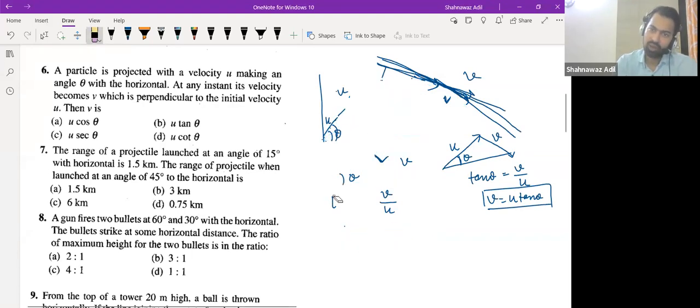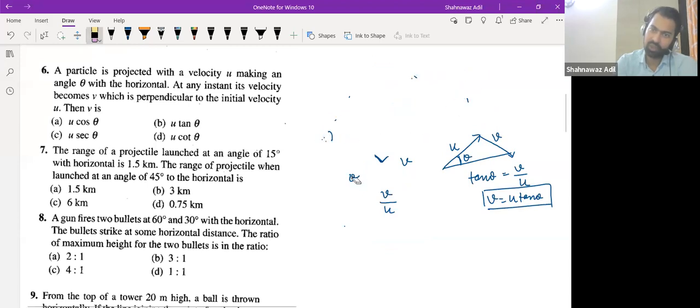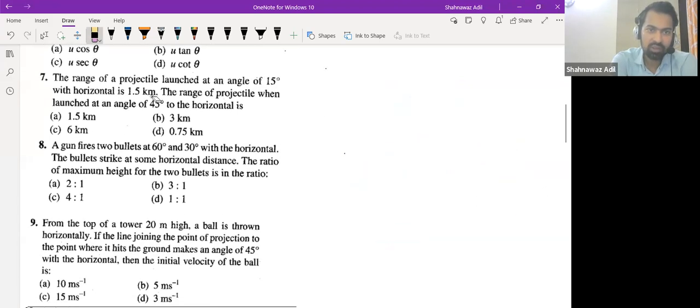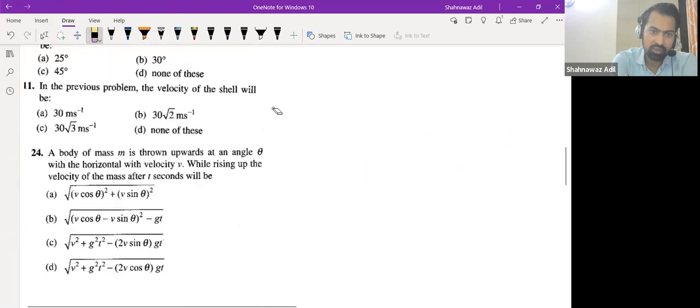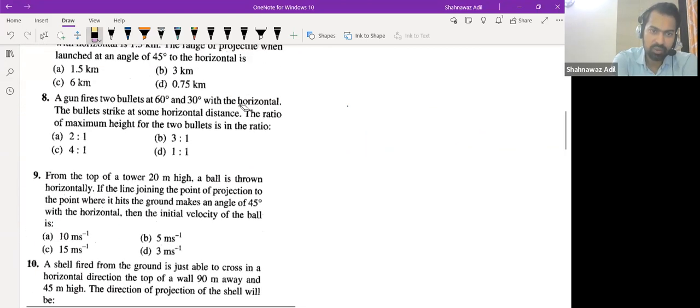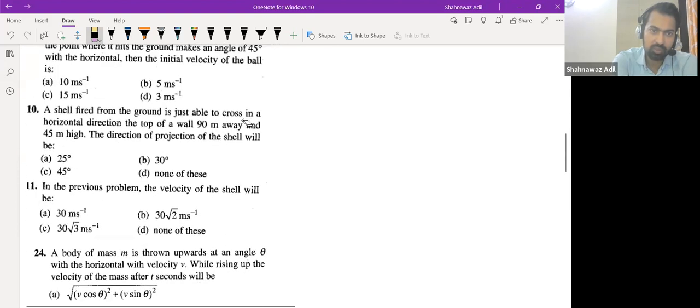Good. So now, let us do the next question. The range of a projectile with the horizontal, when the launch is at an angle to the horizontal, is this kind of question. Okay, so we'll do that. We'll do two questions and then we will move on.